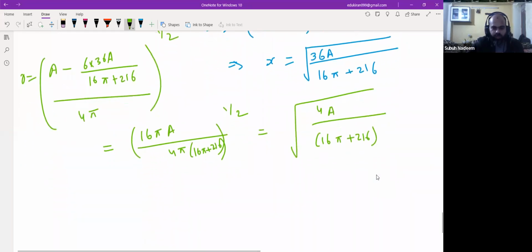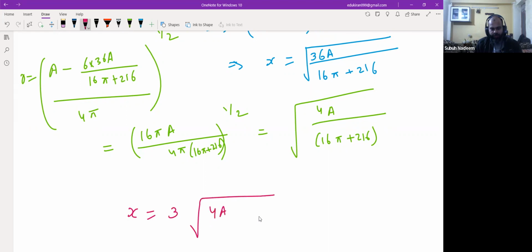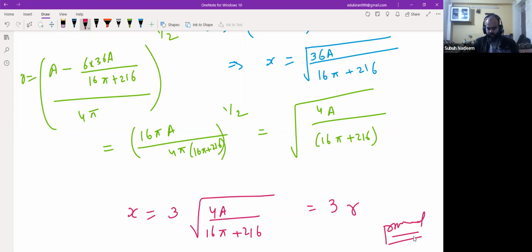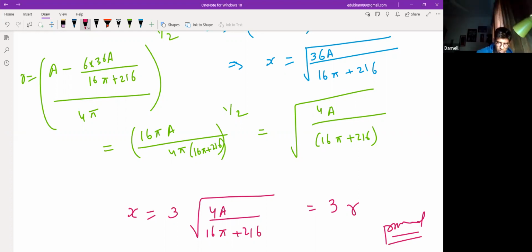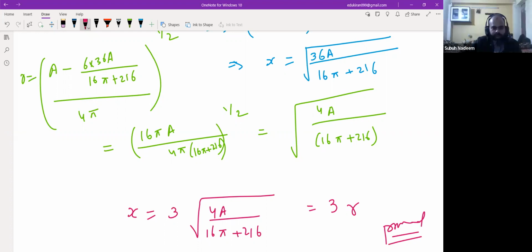Now, if you compare x and r, x is this and r is this. So if you compare them, you can say x is equal to 36 can be written as 9 into 4, and 9 can become 3 outside, and it will become root over 4a by 16 pi plus 216. So this is 3 times of, this is r. So x is equal to 3r. This is the first thing which we proved. Is it okay? Yes, sir. Okay.